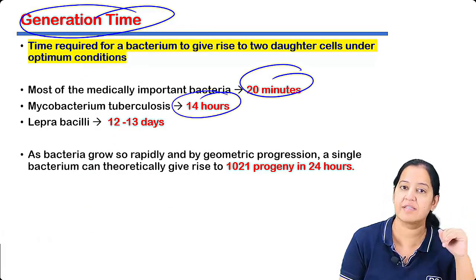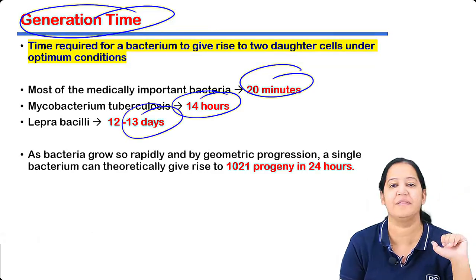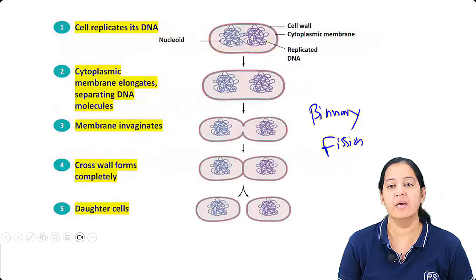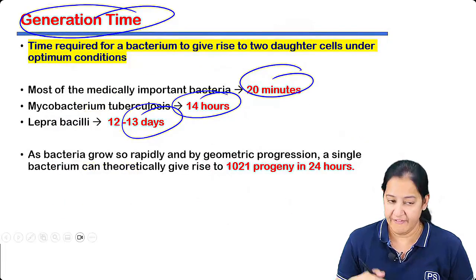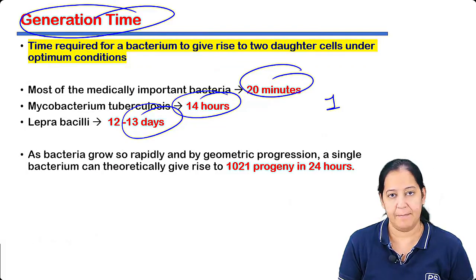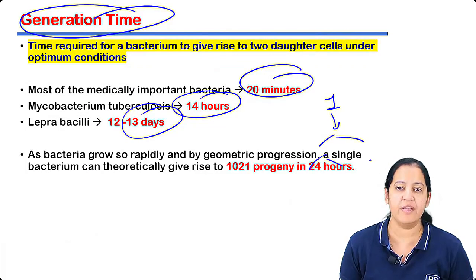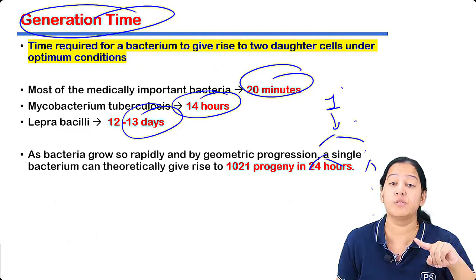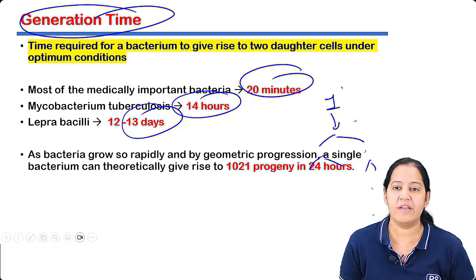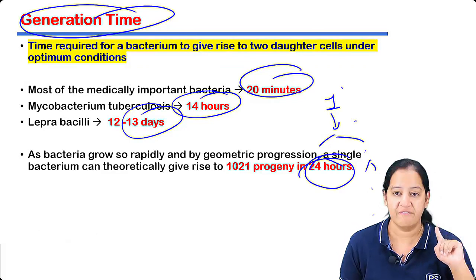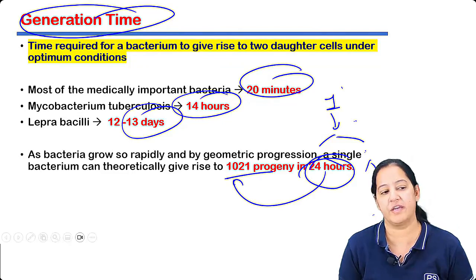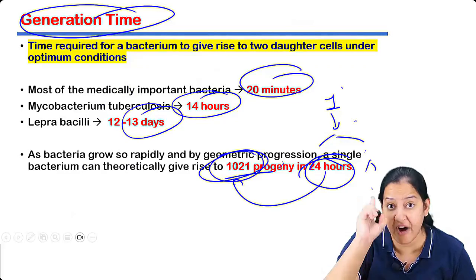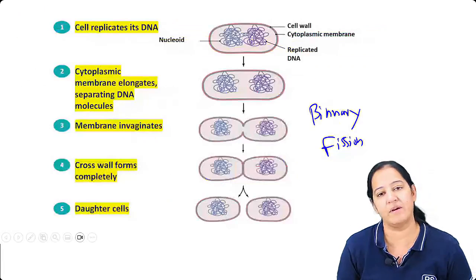But there are some exceptions. It can be as high as 14 hours, or even 14 days. But usually it is 20 minutes. Okay? So if I start with one bacteria, every 20 minutes it divides into two: 1 to 2, 2 to 4, 4 to 8, 8 to 16, then 32, 64, likewise it will happen. So in 24 hours, how many will one bacteria become? One bacteria will lead to 1021 progeny. Don't learn the number, I'm just telling you. From one bacteria, so many daughter cells will be formed.